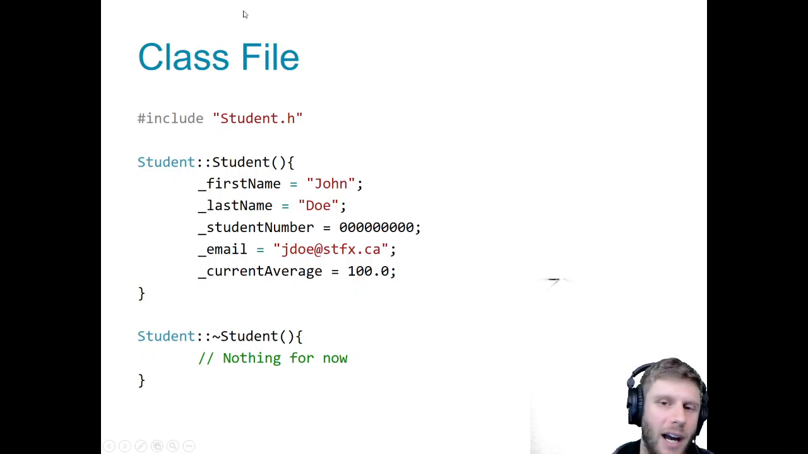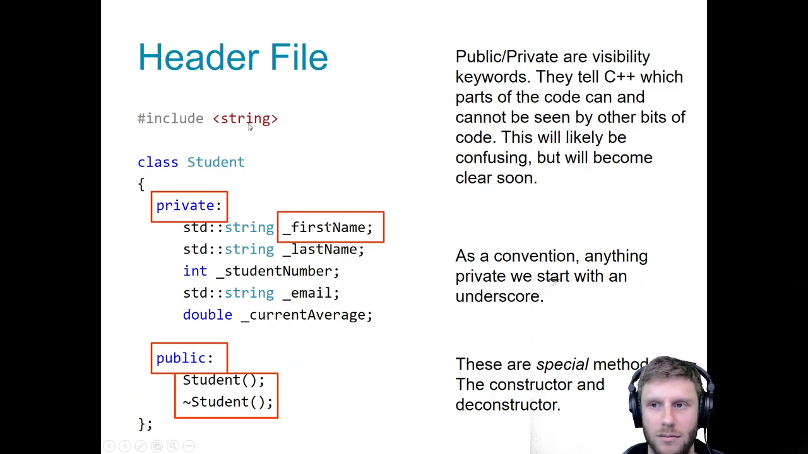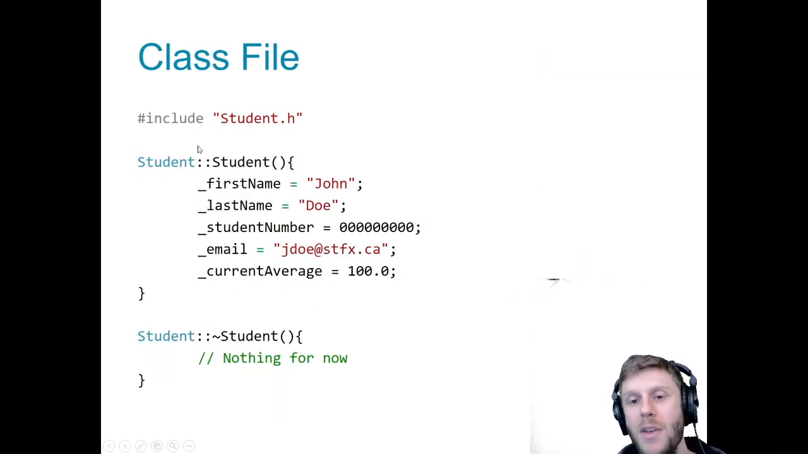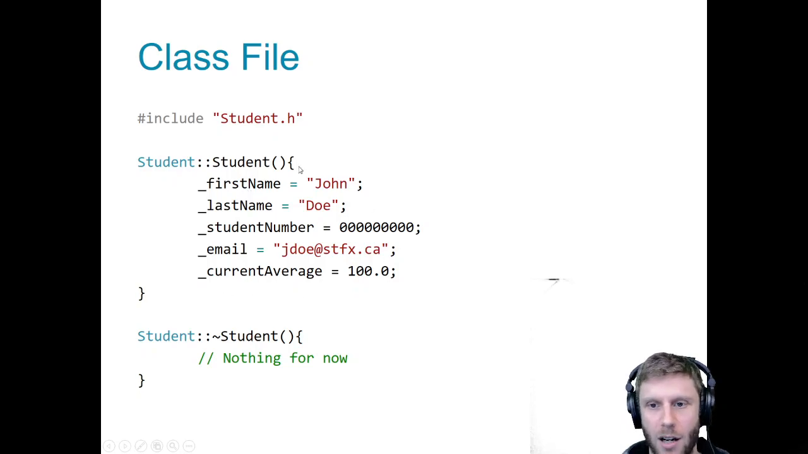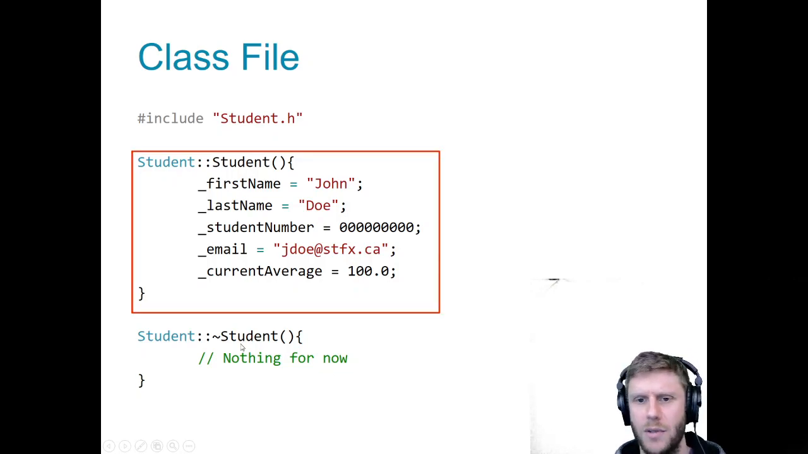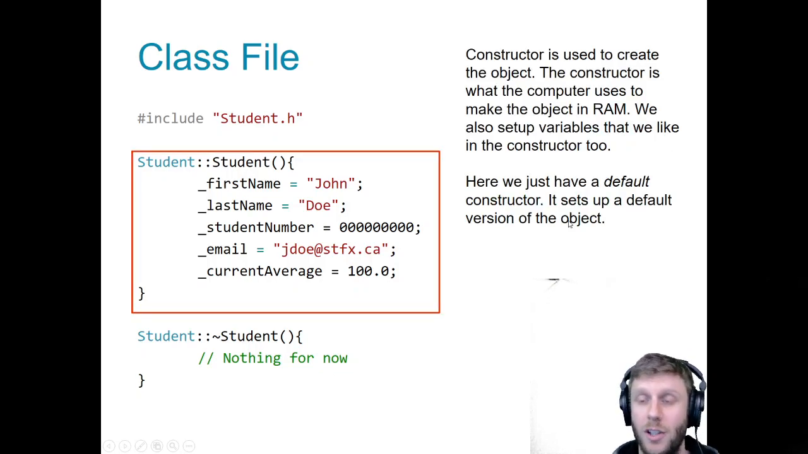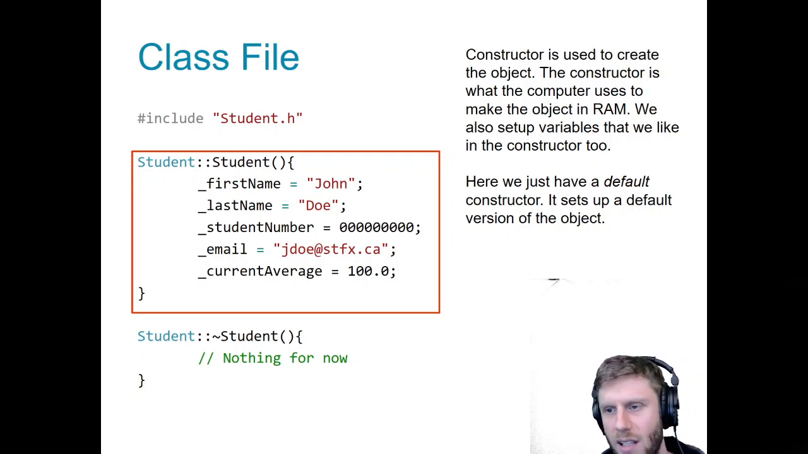Now within the class file, we would say something like include student.h. This is the header file. And then from the student namespace, like from student, I'm implementing the constructor, the thing called student. And I'm defining all these things. And then I'm also defining the deconstructor. And there's nothing there for now. It's fairly useless. Constructor is used to create the object. The constructor is what the computer uses to make the object in RAM. We also set up variables that we like in the constructor too. Here we just have a default constructor. It sets up default values, okay? We can overload this as many times as we want, but here's a default one.